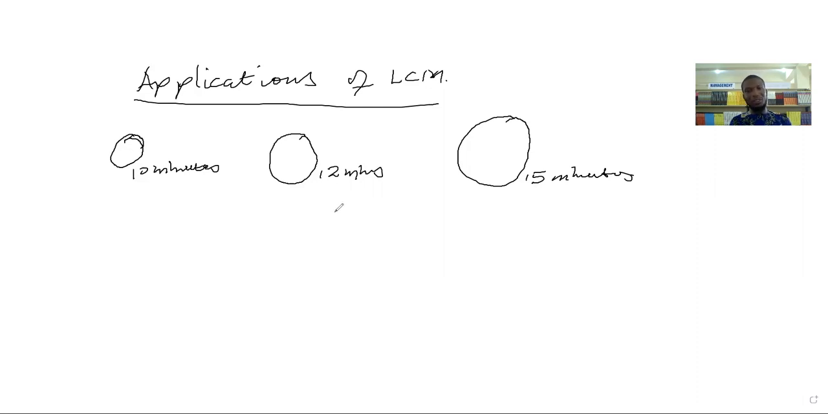So it means that for us to find what time the three of them will reach the starting point again as they are going around at the same time, just like the way they started at the same time, we need to find the LCM of 10, 12, and then 15. I think that is still 60. So that means that after 1 hour, they will all reach the starting point again if they go around at the same speed they started with. So that is one of the applications.